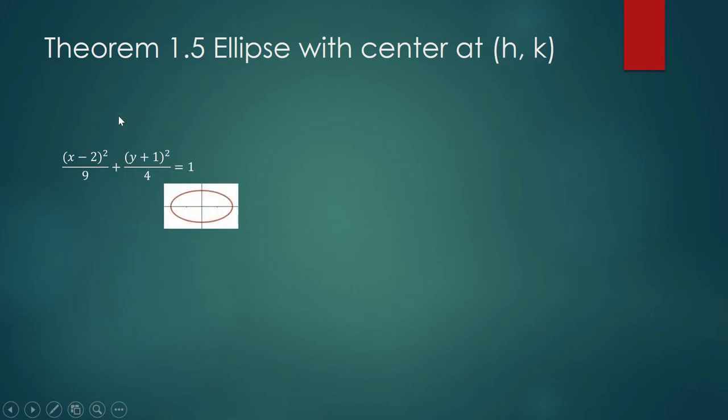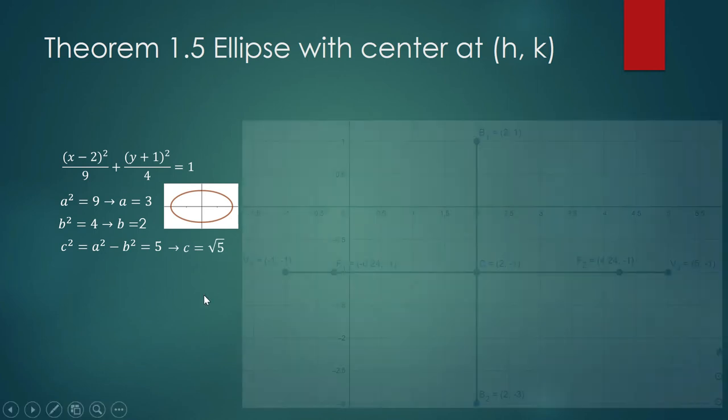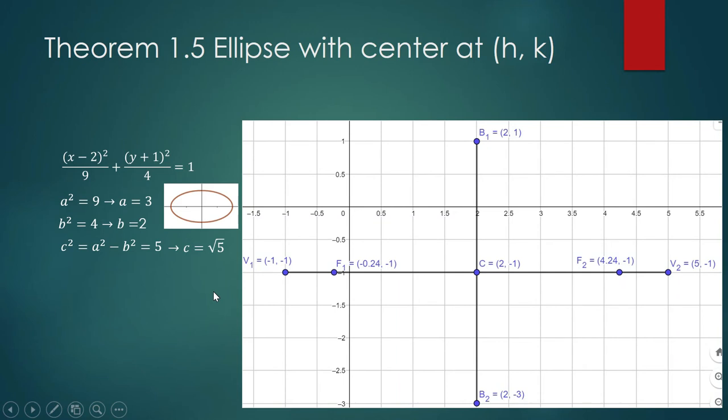Let us investigate this equation. The larger value is 9. This is our a squared. It appears below x, so that means our principal axis is horizontal. a squared is 9, so a is 3. b squared is 4, so b is 2. What is c? c squared is equal to the difference between these, which is 5. So that means c is the square root of 5, approximately 2.24.